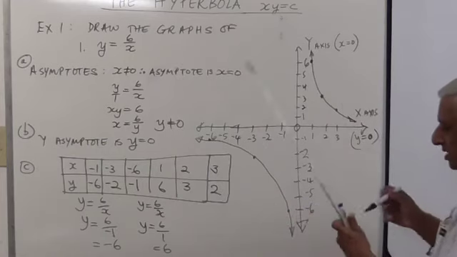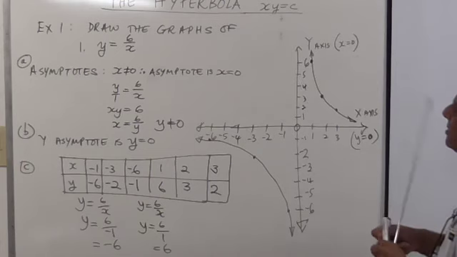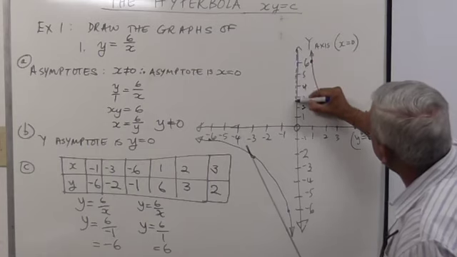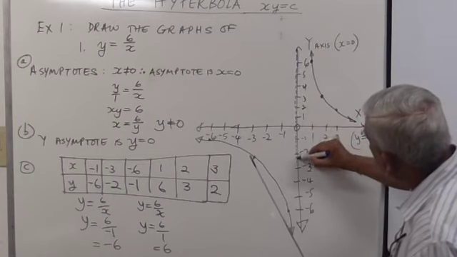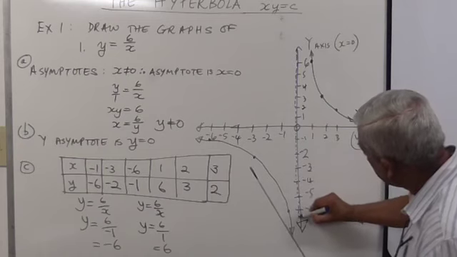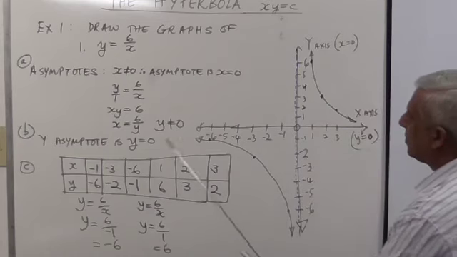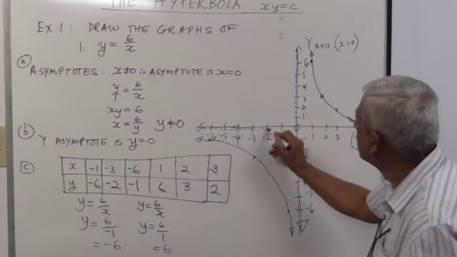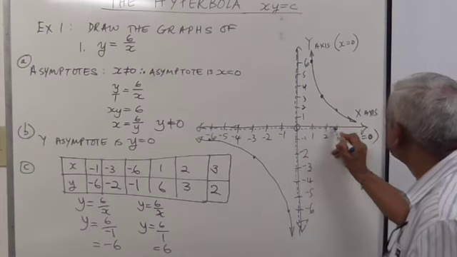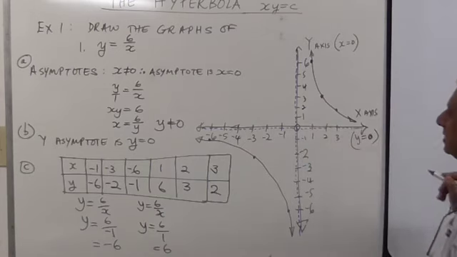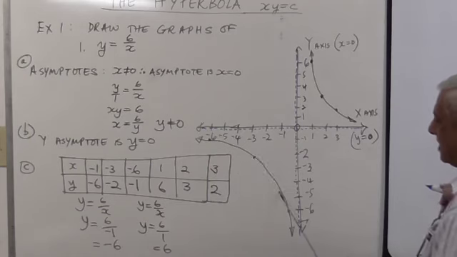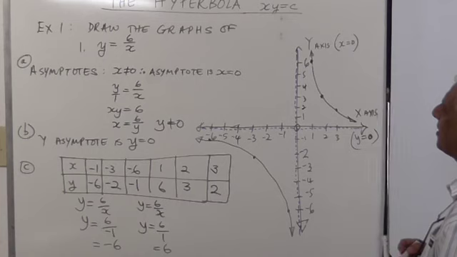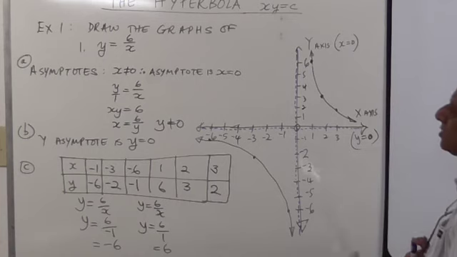So the first asymptote is x equal to 0. So x equal to 0 is here. I'll just do it in another color, blue, next to it. So that's the first asymptote. And the next asymptote is y equal to 0. These graphs will never touch those lines. They will come very close to them, but never touch or cut them. Alright, so that was number 1.